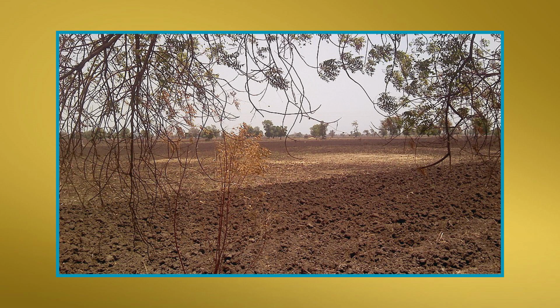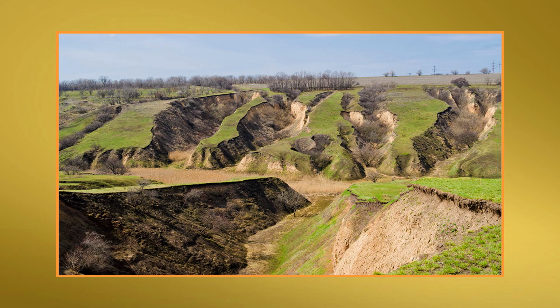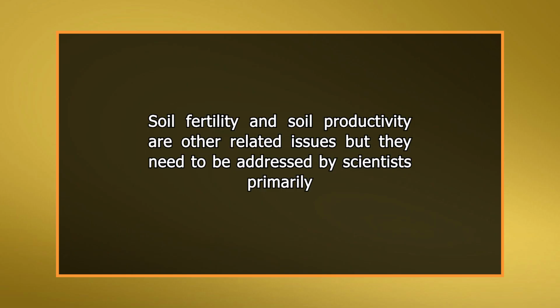Soil conservation has been an important environmental concern as it sustains vegetation and agriculture both. Many human activities have directly or indirectly resulted in soil erosion in a major way, causing in some cases an irreparable loss of the soil for posterity. Since consolidation has to precede conservation, the task becomes more difficult as convincing measures requiring cooperation on a large scale need to be adopted. Soil fertility and soil productivity are other related issues, but they need to be addressed by scientists primarily.